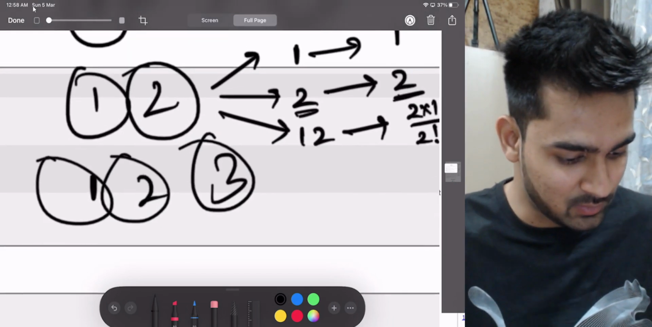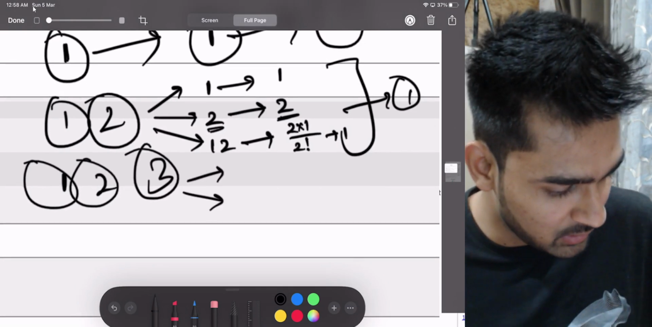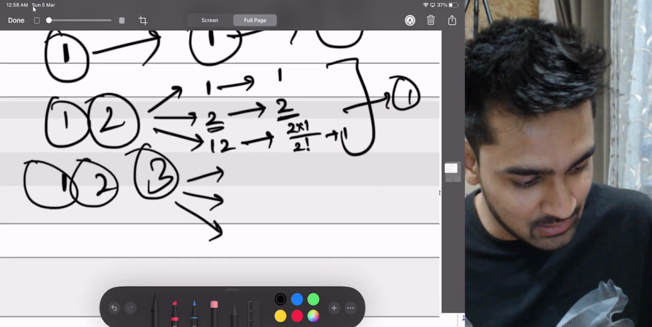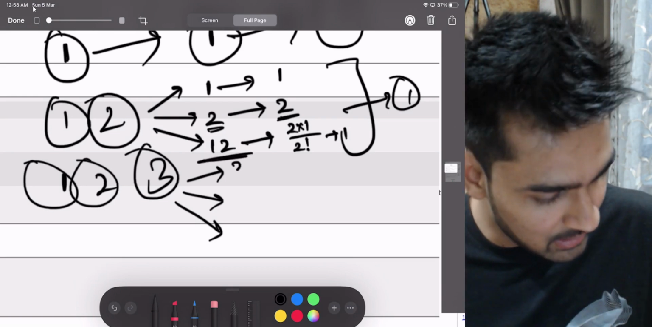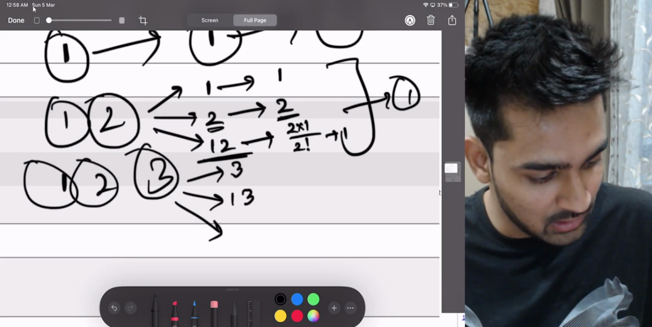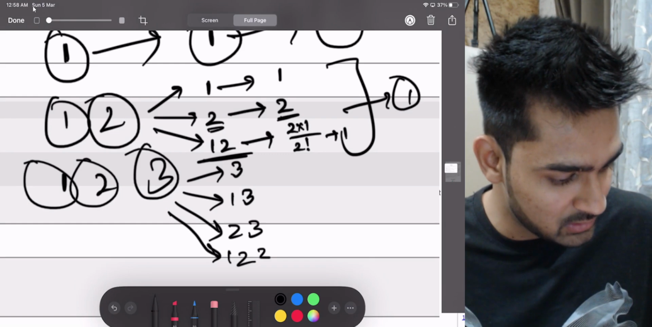Similarly, let's look at 1, 2, and 3. Now, if you look at 1, 2, 3, what are all the possible cases? Some cases are the above ones only. These cases will remain. The remaining cases are either take only 3, either take 1, 3, either take 2, 3, or take the entire sequence, which is 1, 2, and 3.